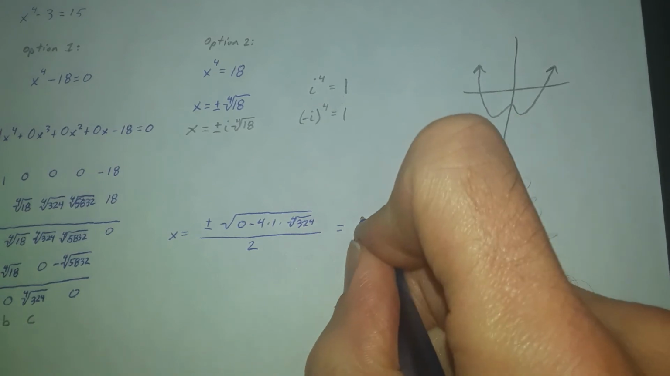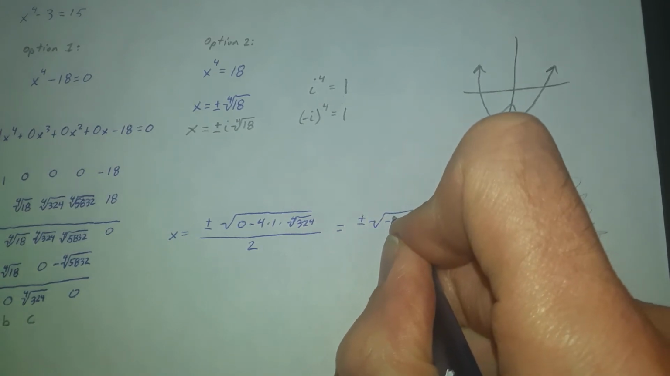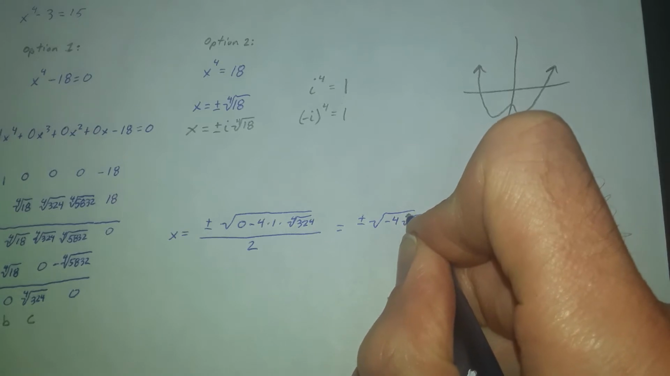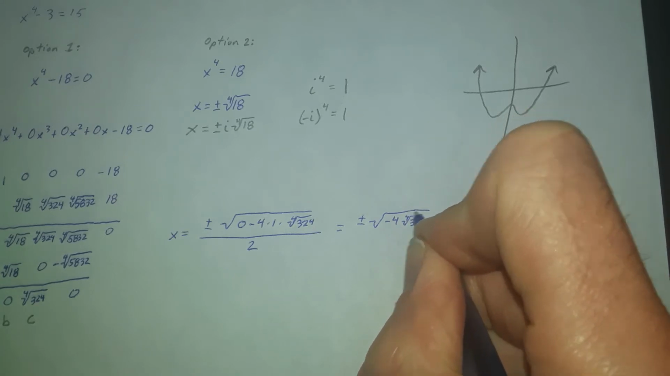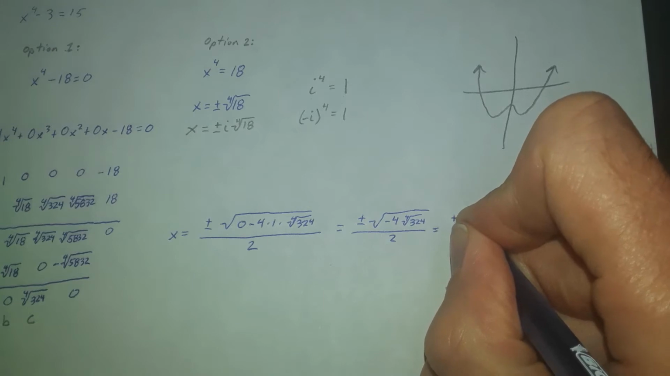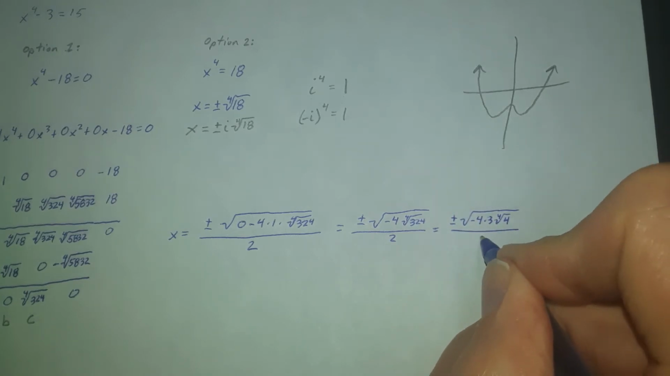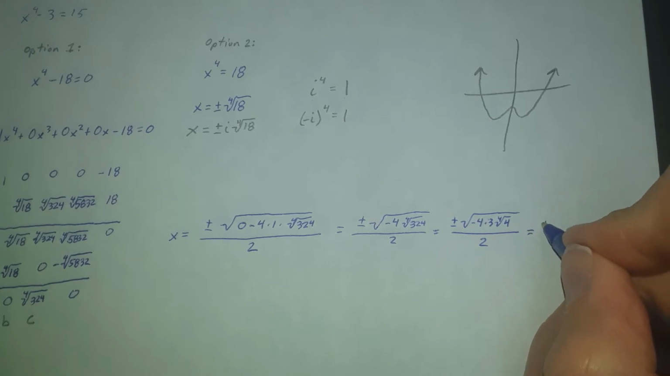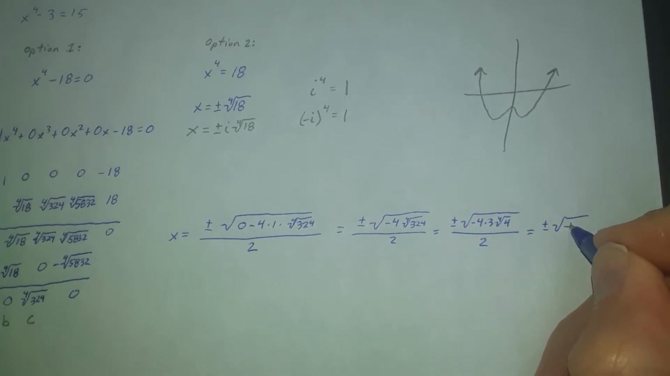So as I simplify this, this is plus or minus the square root of negative 4 times the fourth root of 324, divided by 2. And then if I start to break this down, I find out that this is 3 times the fourth root of 4. So I'm going to multiply that out with the negative 4. This gives me plus or minus the square root of negative 12, fourth root of 4, divided by 2.